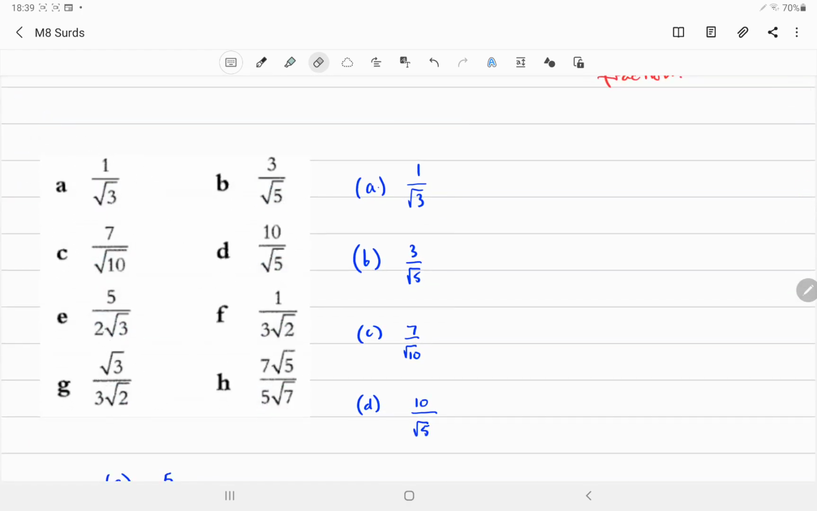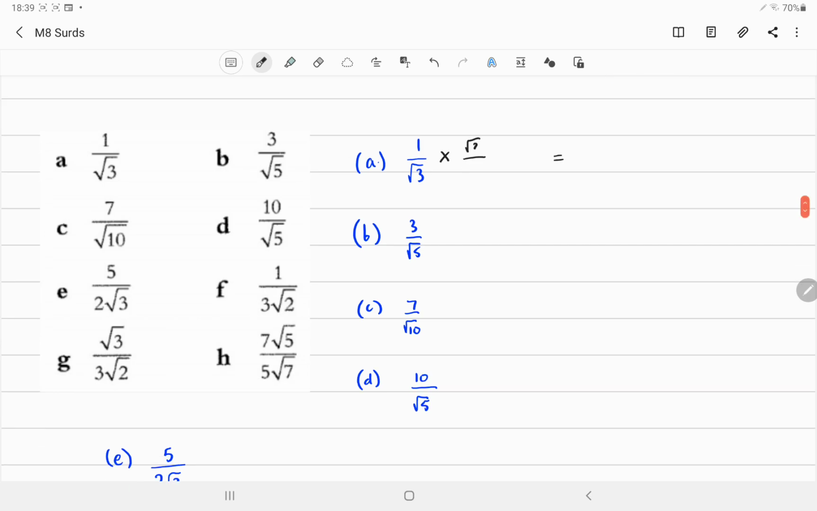So looking at part A, we need to rewrite 1/3 as a different fraction, as an equivalent fraction. So we're going to multiply top and bottom by the same value, and that value is the square root of 3, because whenever we multiply fractions, you just multiply across the top and across the bottom. 1 times root 3 is root 3.